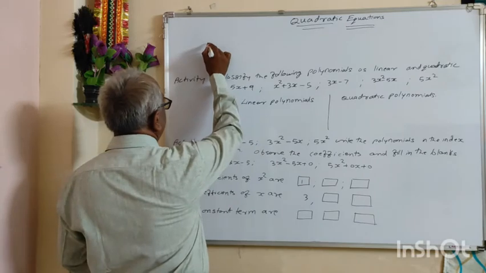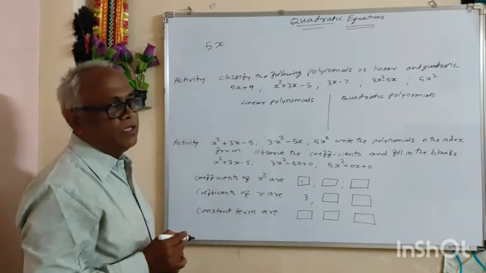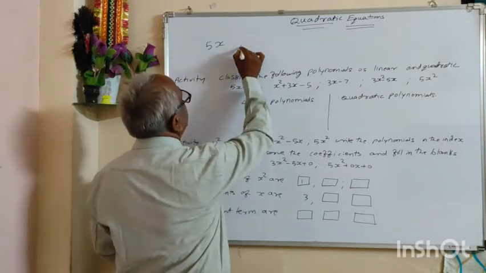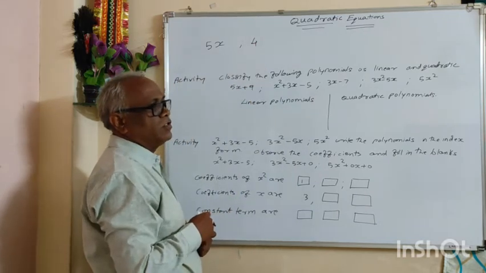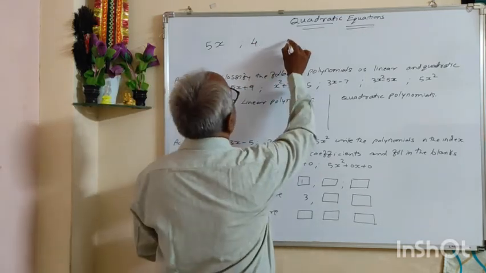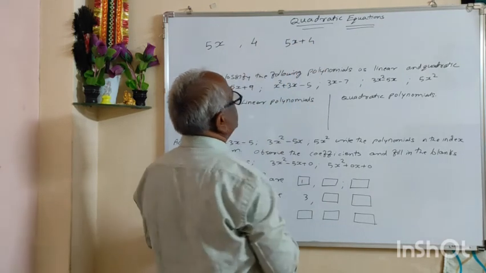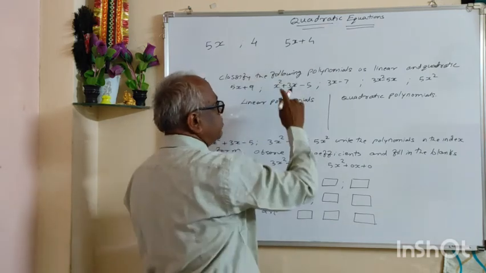Now here, one example we will take: 5x. 5x is a monomial, where x is a variable and 5 is the coefficient. The term 4 is also a monomial, that is a constant term. If you write the same in this way, 5x plus 4, this is a binomial, that is 5x plus 4.